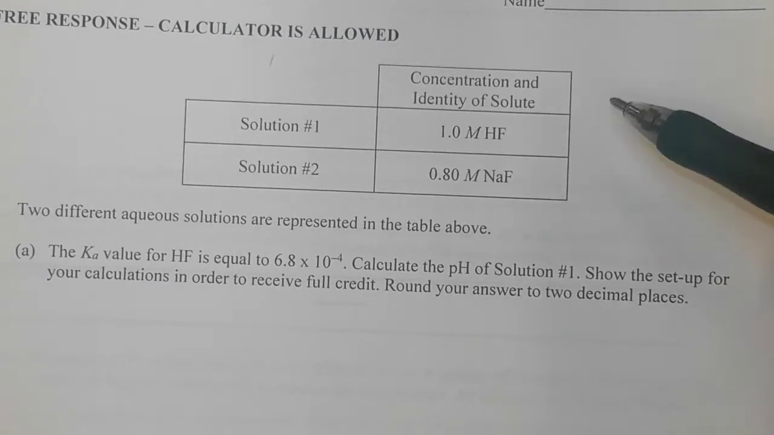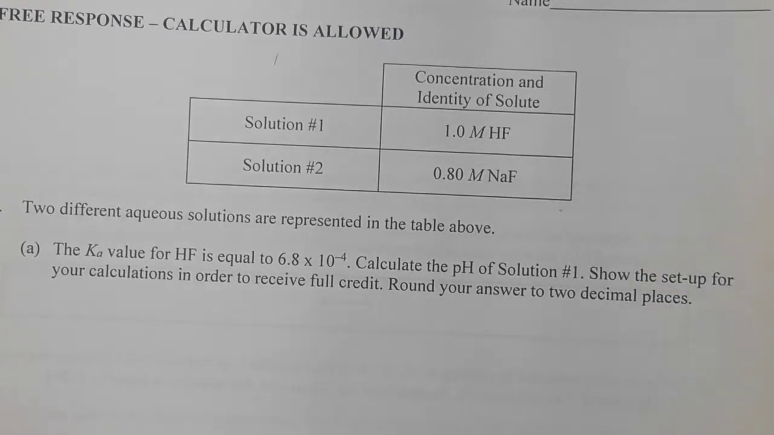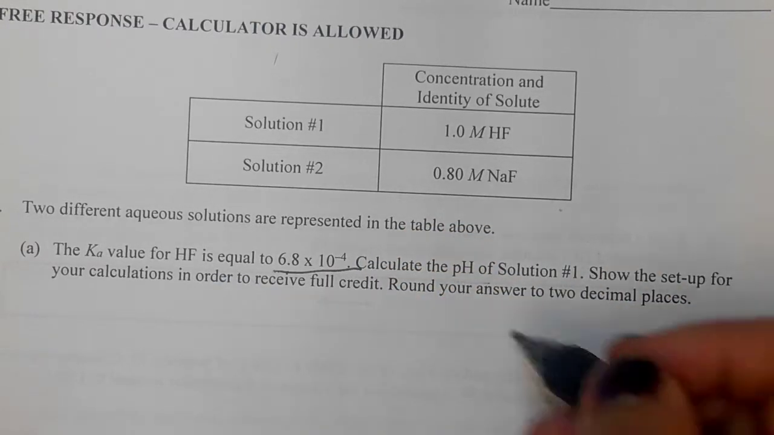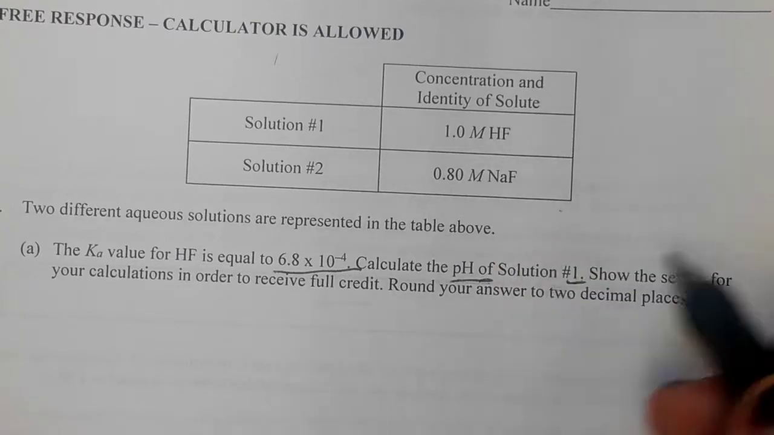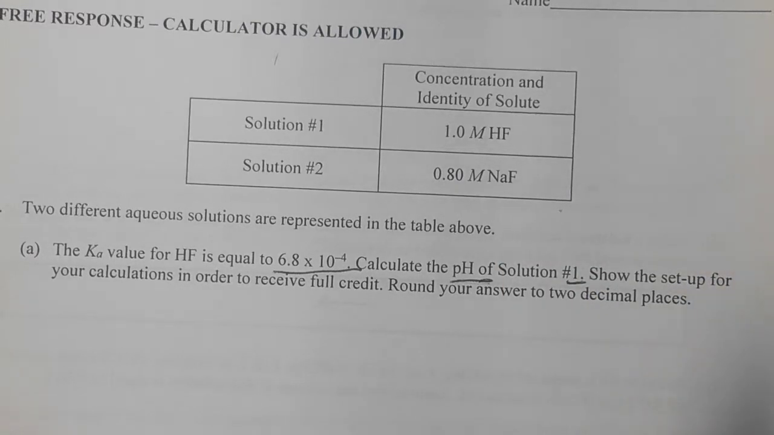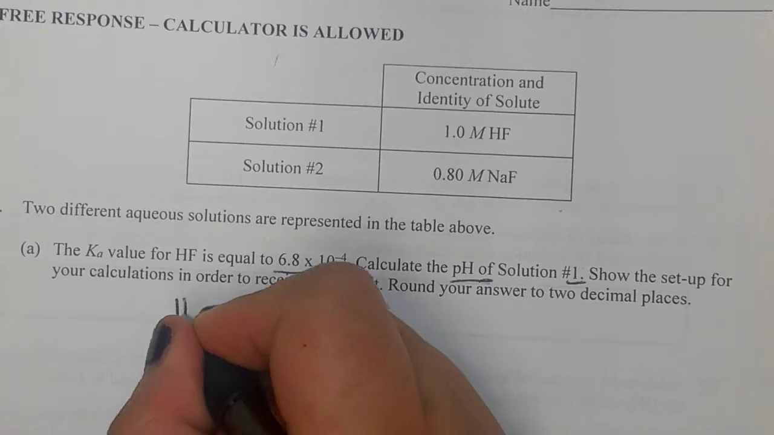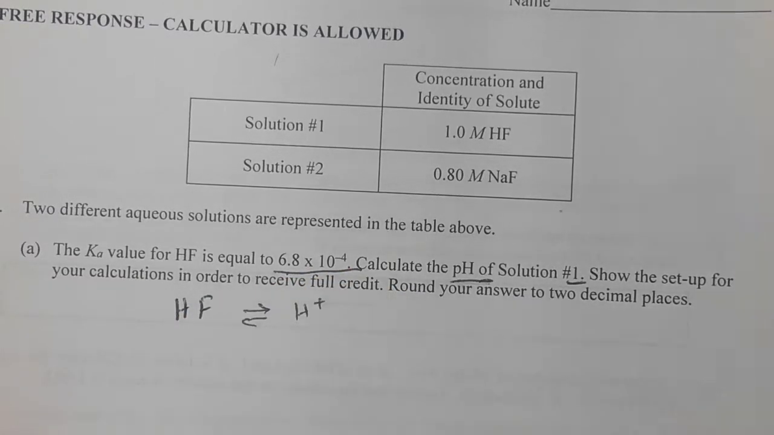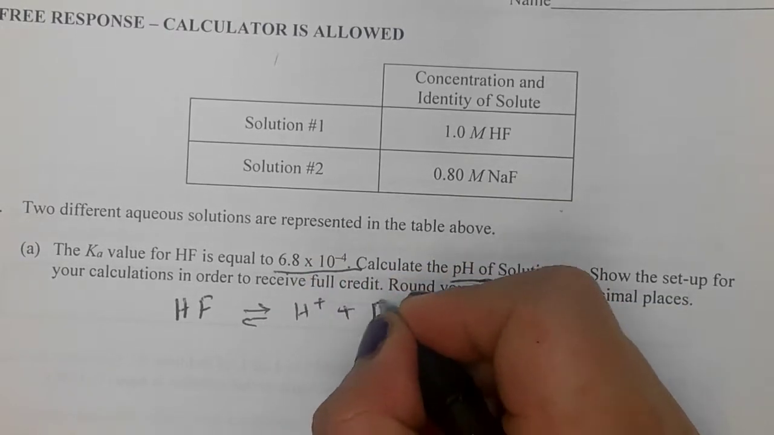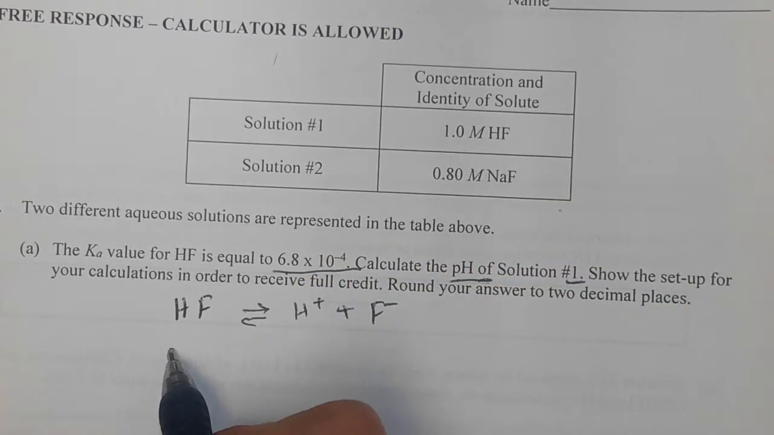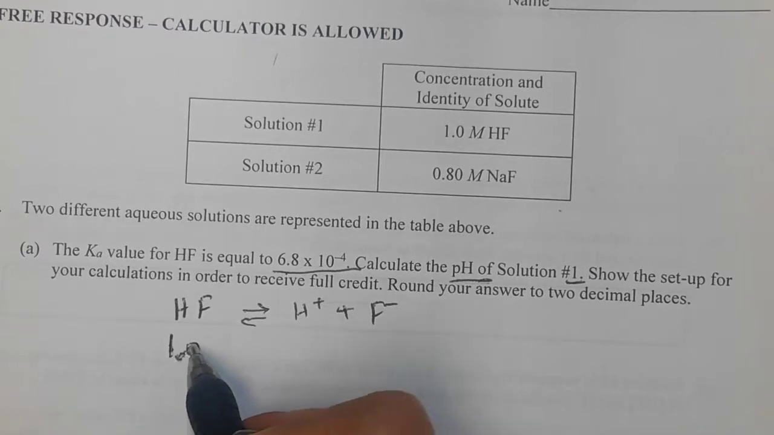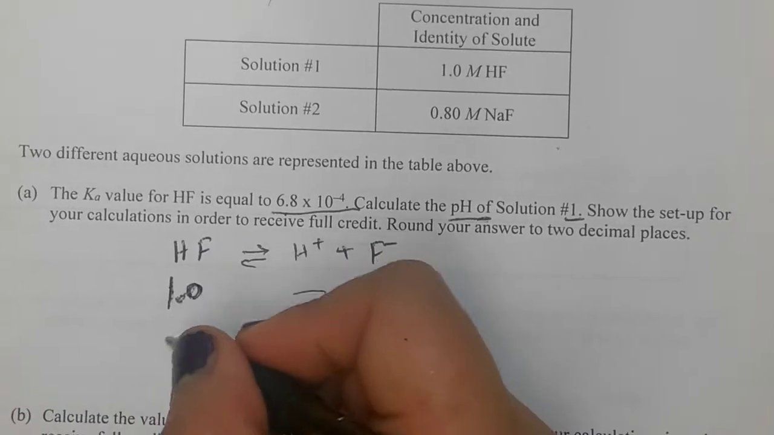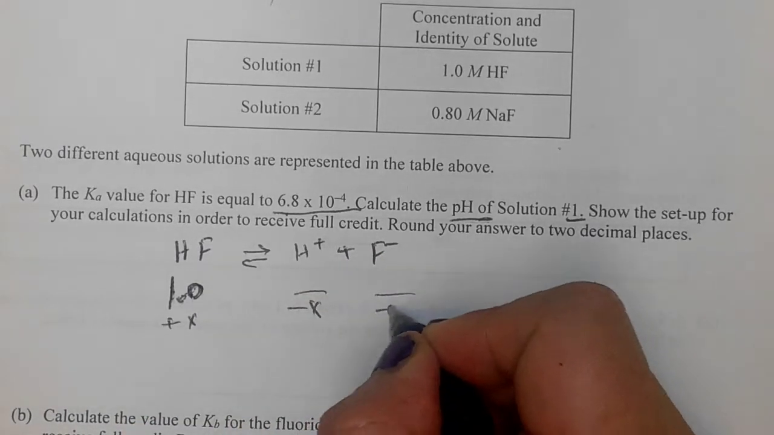Okay. So you have solution 1, solution 2, two different equations, aqueous, Ka value. So we have Ka. Calculate the pH of solution 1. Notice that they're only asking for pH of solution 1. You said we're going to do ICE tables. Easy. Let's do ICE tables. HF goes to H plus and F minus, and then what do we say? HF is 1.0, right? These are not there. And then we assume plus X, minus X.